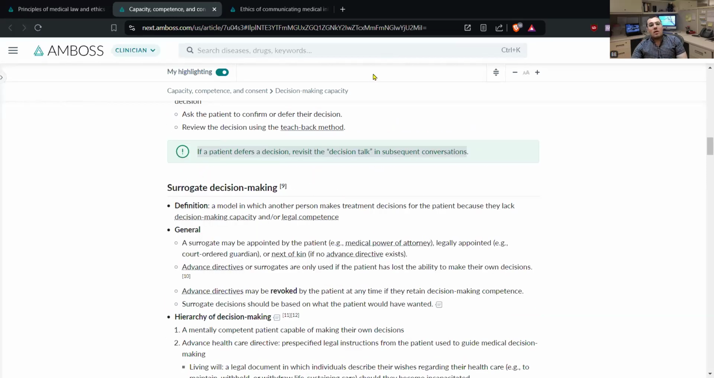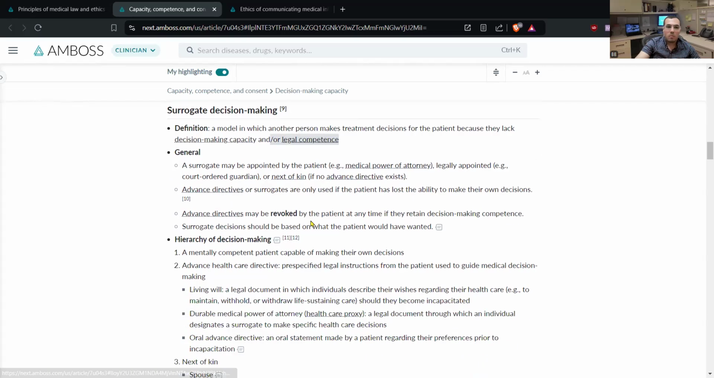If a patient is incapable, or we have a situation that is not typical for making their decision, I can use surrogate decision making, with an alternative person like their parents, wife, or anyone in the family, according to hierarchies that we're going to talk about. So what is surrogate decision making? It is a model in which another person makes a treatment decision for the patient because they lack decision-making capacity and/or legal competence.